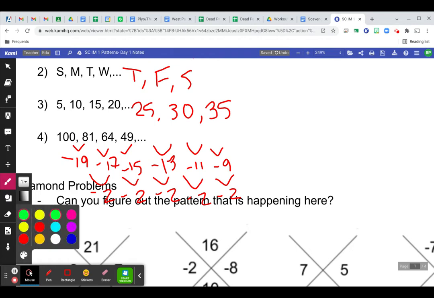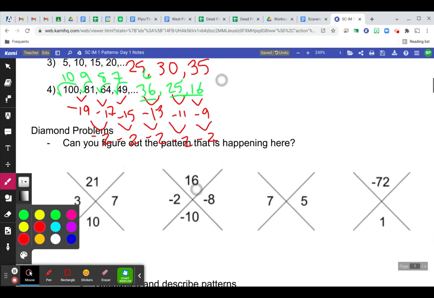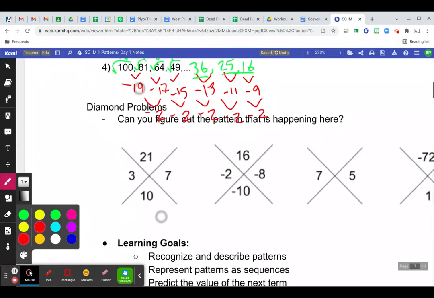But another way is that these are actually the perfect squares. So the square root of 100 is 10. The square root of 81 is 9. The square root of 64 is 8. The square root of 49 is 7. And the next terms would have been 36, 25, and 16. The square root of 36 is 6, and so on. So if you got 36, 25, and 16, you're in good shape. A couple of different ways to have noticed that. That's the cool thing about patterns. We all kind of see them in different ways.